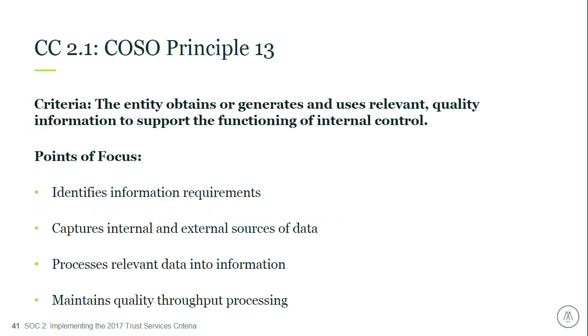Next is the entity obtains or generates and uses relevant quality information to support the functioning of internal control. I have to say, this is probably my favorite one of trying to figure out some good controls to include here. I think the hard part, for a lot of my clients, is figuring out what do they mean by relevant quality information. I've listed the points of focus, but where we've gone with a lot of clients in figuring out controls here is figuring out, is there something in the risk assessment that could be built into the risk assessment controls to help meet this criteria?